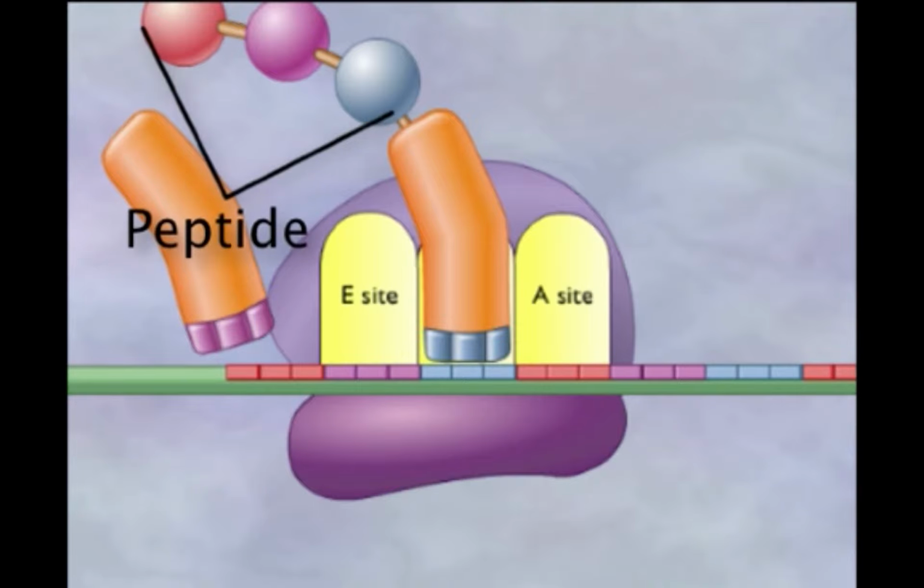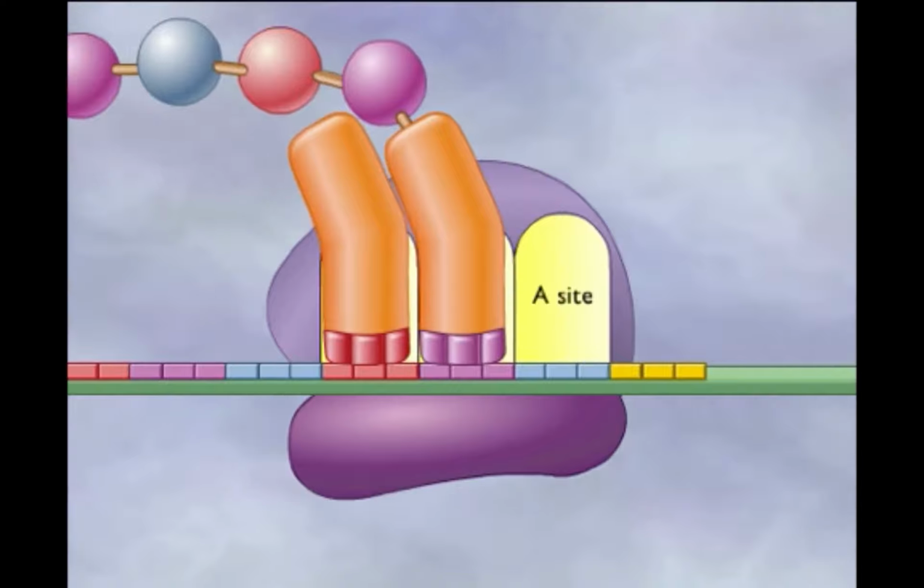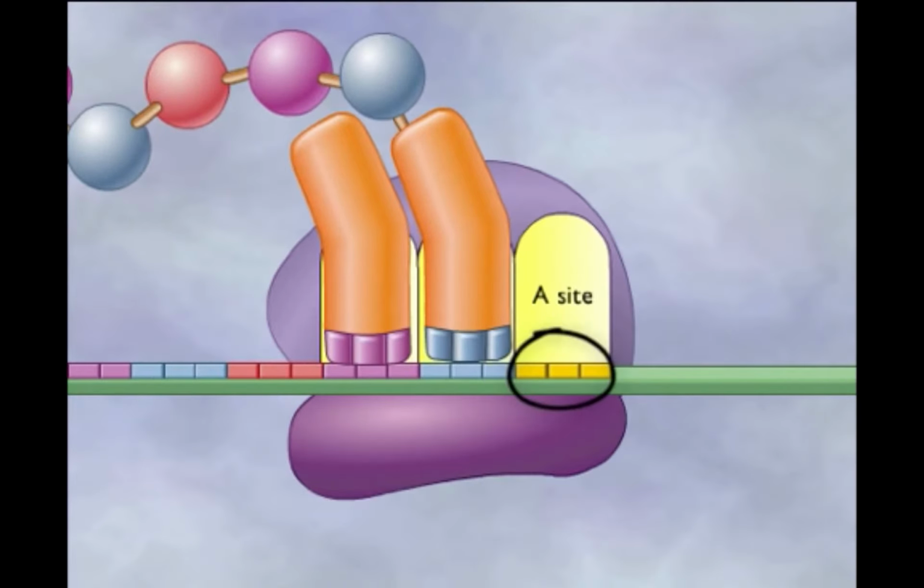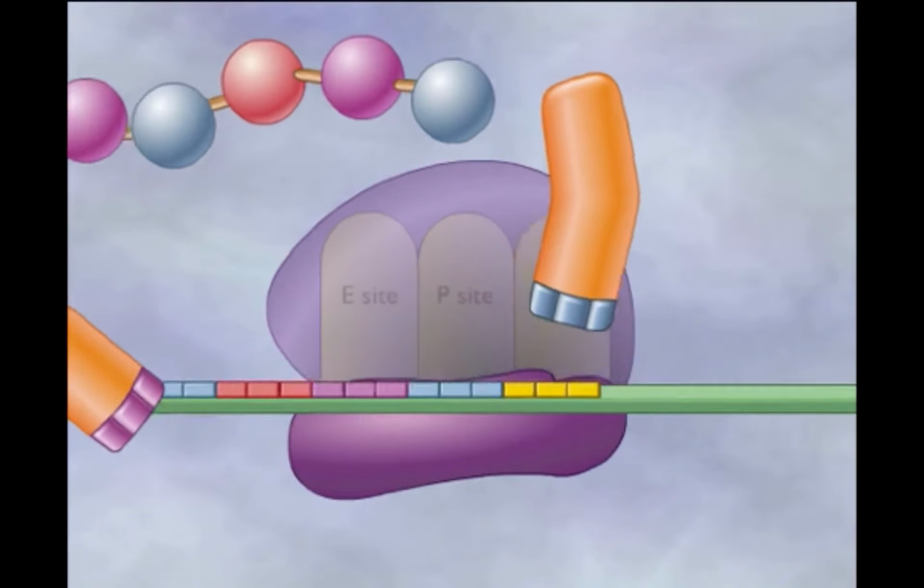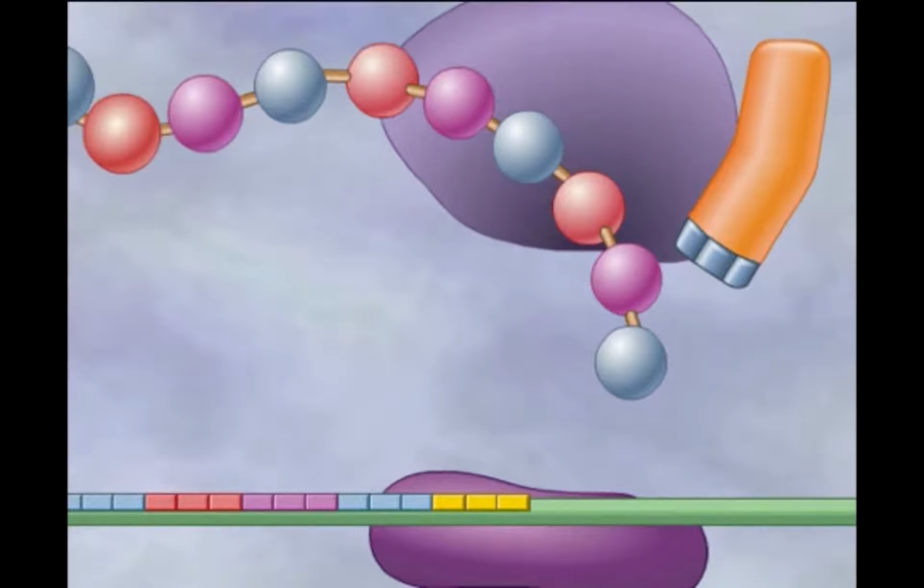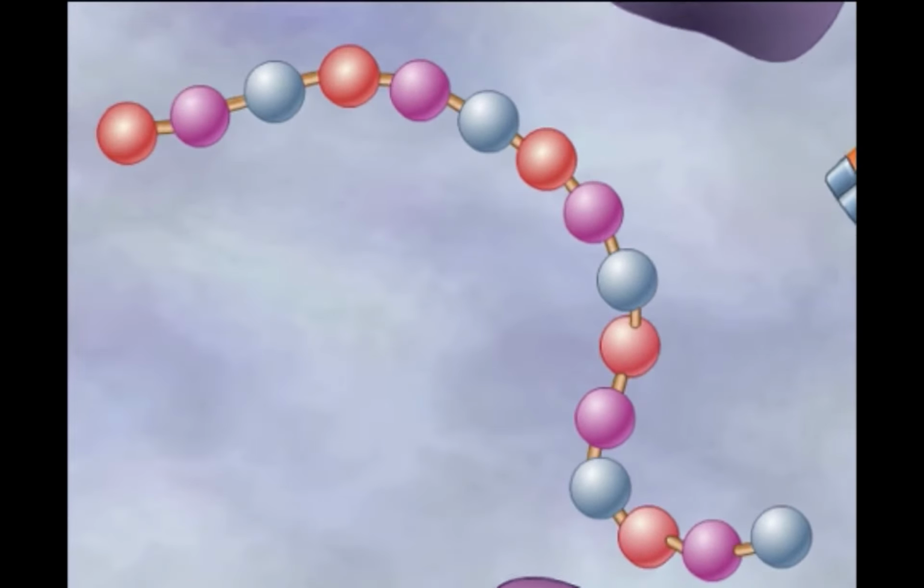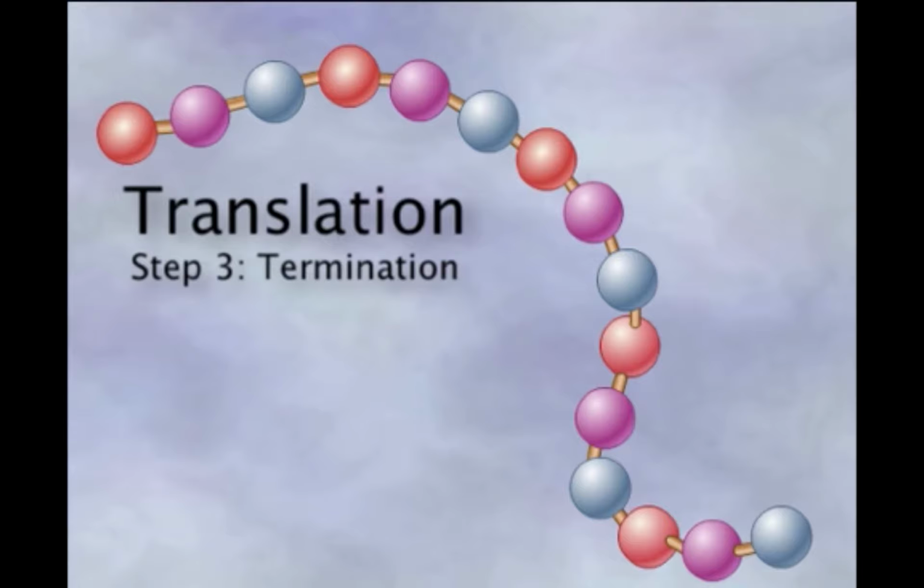acids. This process continues until the ribosome reaches the stop codon, at which point a protein called release factor binds to the A site, rather than transfer RNA. The new protein releases from the ribosome, and the ribosome disassembles. This last step is called termination, and our new protein is now ready for packaging and export.